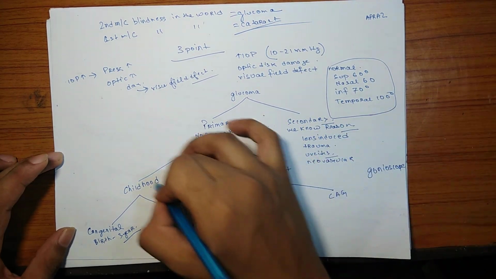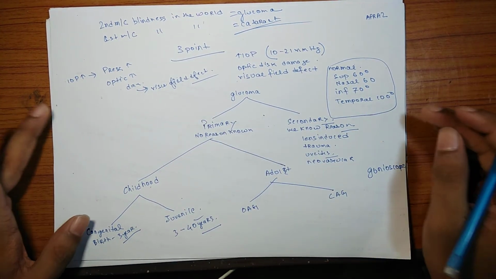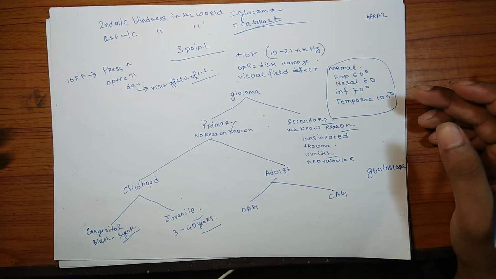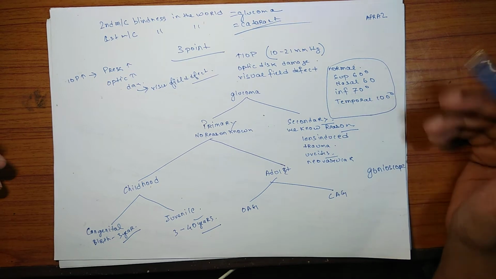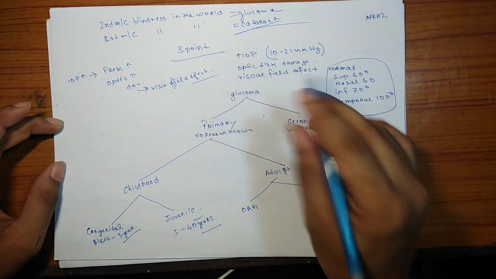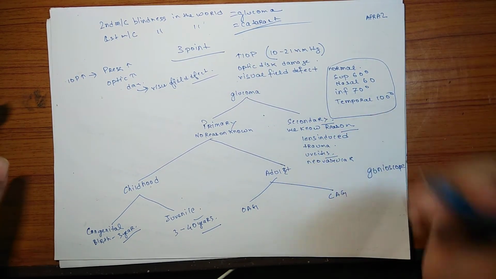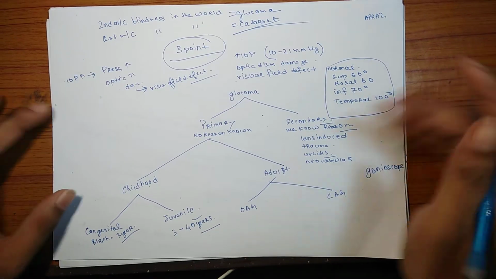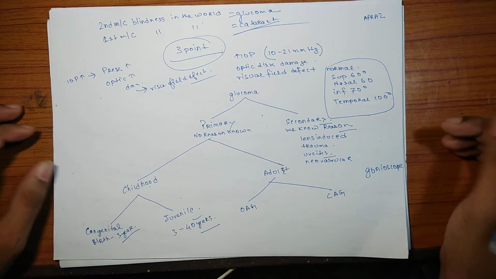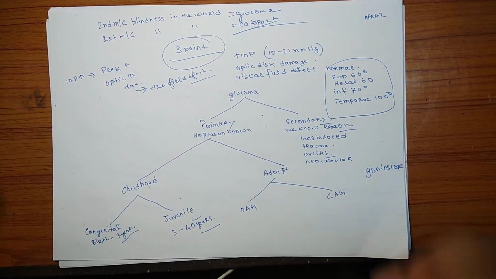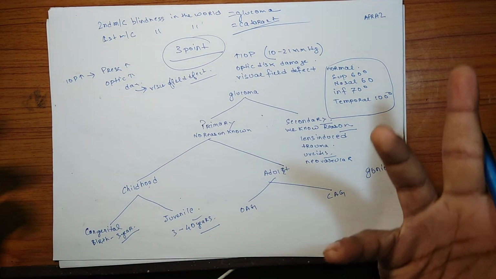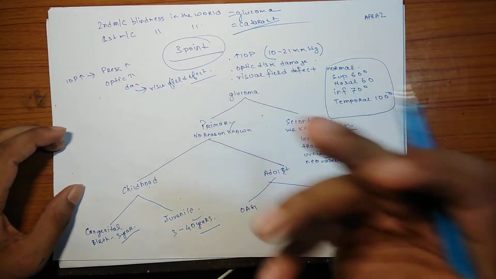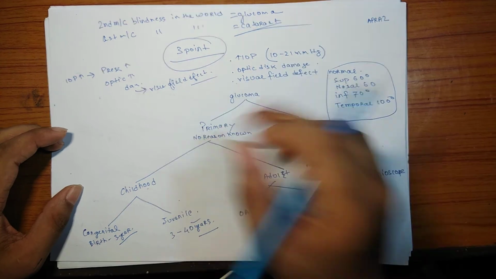Again, basic summarizing of glaucoma. The most common cause of blindness in the world is cataract. The second most common cause of blindness in the world is glaucoma. To diagnose glaucoma, we need a minimum of 3 points, and out of these 3, at least 2 have to be there. Intraocular pressure has to be increased, optic disc damage has to be there, or visual field defect has to be there. Out of these 3 points, a minimum of 2 has to be there to call it glaucoma.